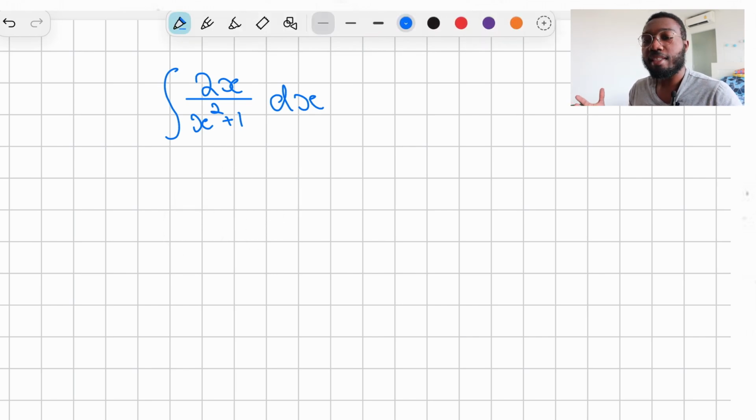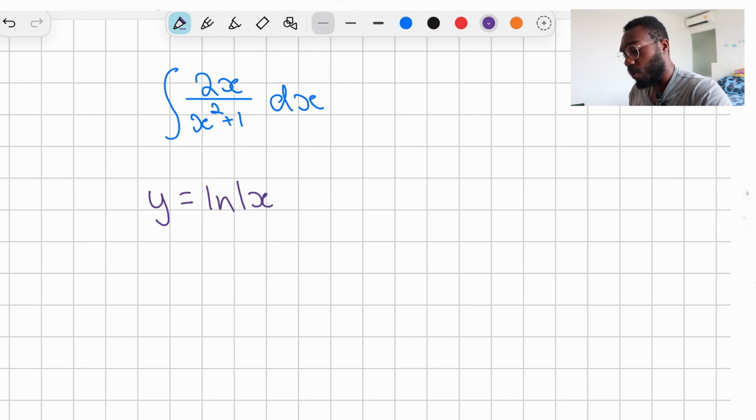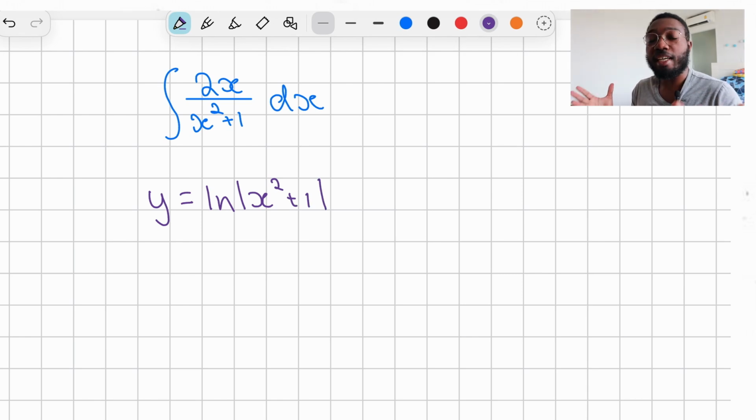Well, what we can do is, first things first, if we know we're going to get a ln, then why don't we just think about, if we're to integrate this, what could it potentially be? So we can consider that y is equal to ln of x squared plus 1. What we're doing is considering that if we were to integrate this, it would equal ln of x squared plus 1. And now we know that we need to get a 2x.